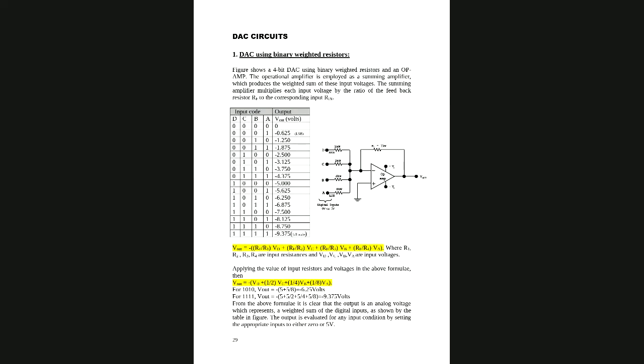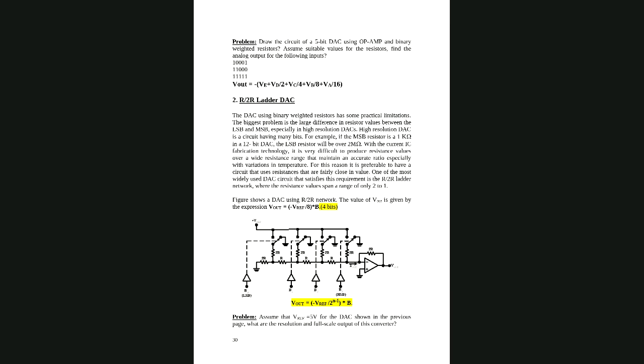Clear? This variation is not good. The circuit becomes difficult, it is not possible, it is a problem. We cannot maintain the ratio. So my friends, very simple: we have an R-2R network with only two resistors, R and 2R.